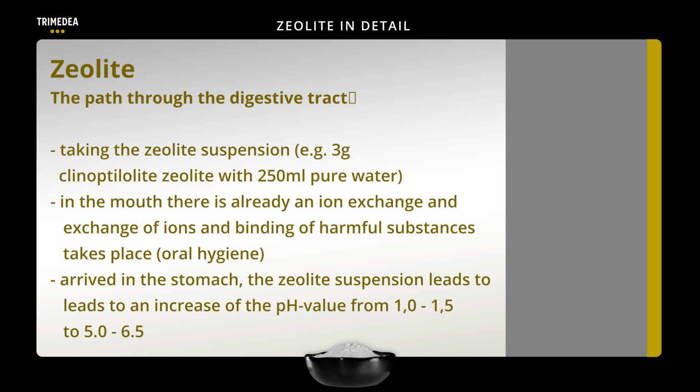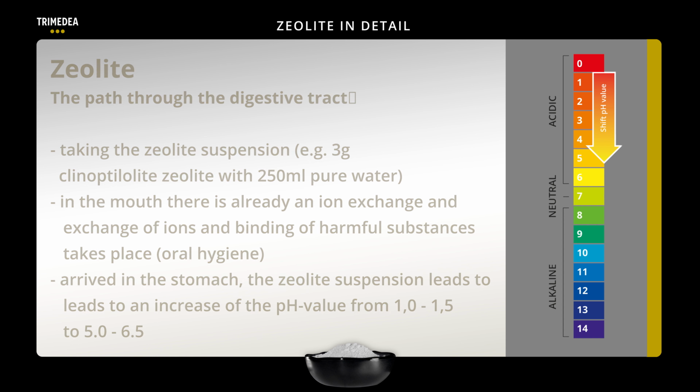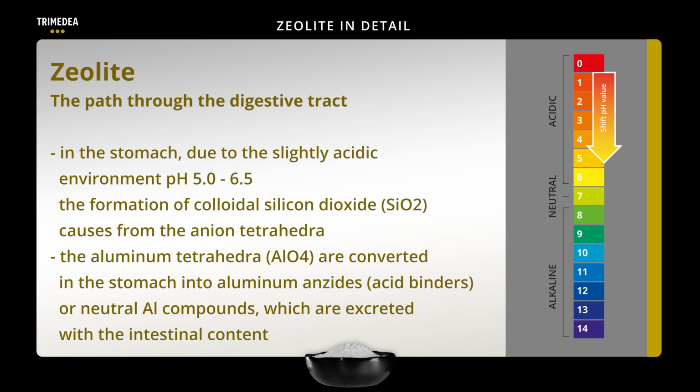When the zeolite suspension is inserted in the mouth, an ion exchange and the binding of harmful substances already take place via the oral mucosa, which increases oral hygiene. Once in the stomach, the zeolite suspension leads to an increase in the pH value from approximately 1 to 5.0 or 6.5. In the stomach, the slightly acidic environment of pH 5 to 6.5 causes the formation of colloidal silicon dioxide from the anion tetrahedra.